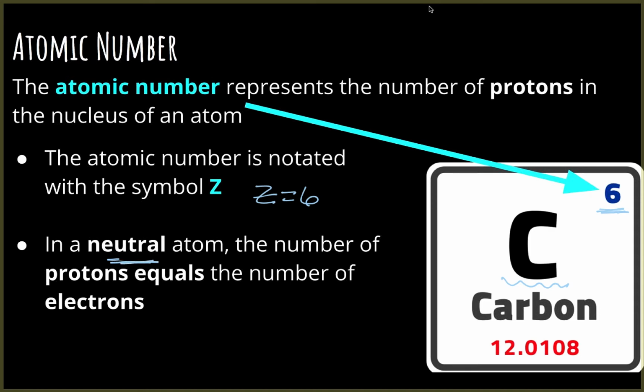We'll talk through a couple examples of how to do that later, but if you have a neutral atom, the number of protons is the same as the number of electrons. And by neutral, we mean the overall atom does not have a charge.